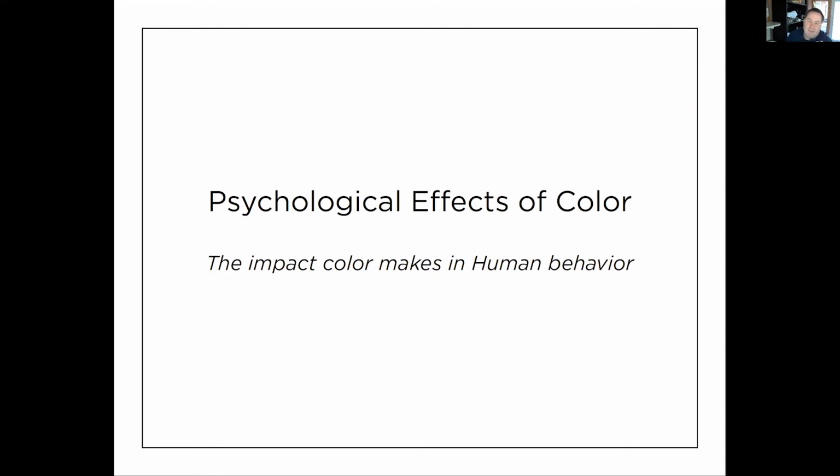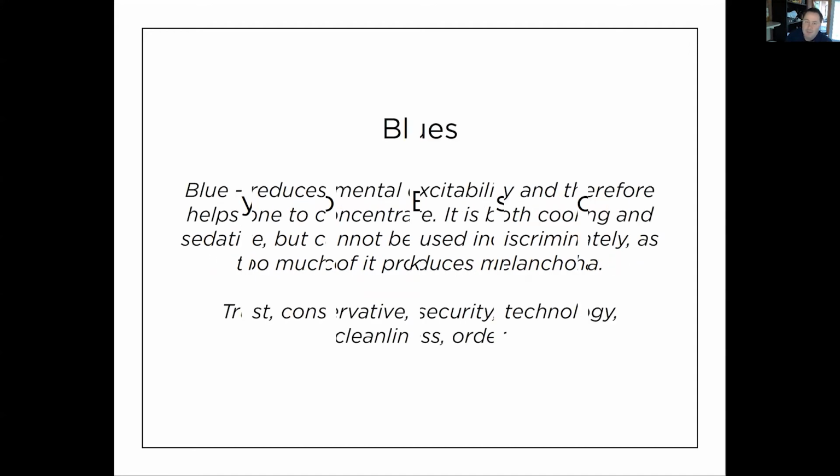We're going to deal with the psychological effects of color, which is the impact color makes on human behavior. Different colors actually have a psychological effect on humans. For instance, blues are excitable, but they're also a comforting type of feeling. It's both cooling and a sedative, but it cannot be used indiscriminately, as too much of it produces melancholy. There are certain words that represent each of these colors. This one represents trust, conservation, security, technology, cleanliness, and order.